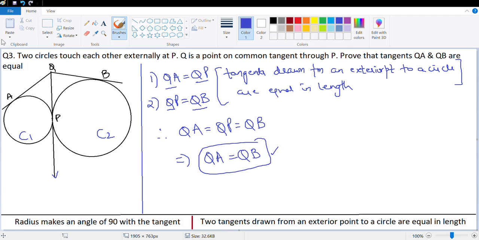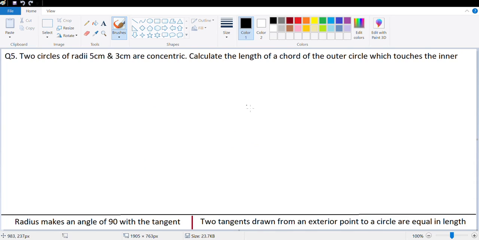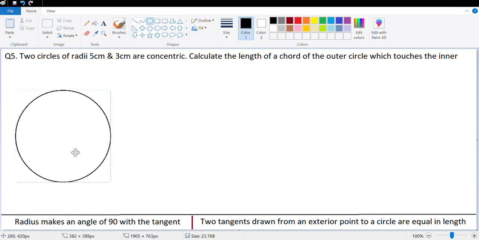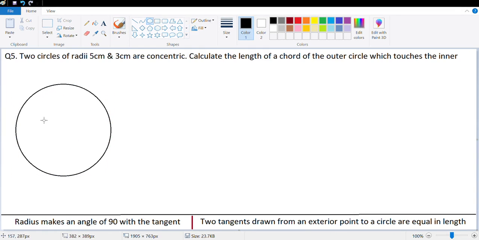Very simple. Let's look at the last question for this video before I leave you. Let's look at question number 5. Question number 5 says two circles of radii 5 centimeter and 3 centimeter are concentric. No diagram given, so let's just draw a rough diagram for our understanding. Two circles of 5 centimeter and 3 centimeter and they are concentric, which means they share the same center. So if this is the center of both the circles, the radius of the smaller circle is 3, radius of the larger circle is 5.